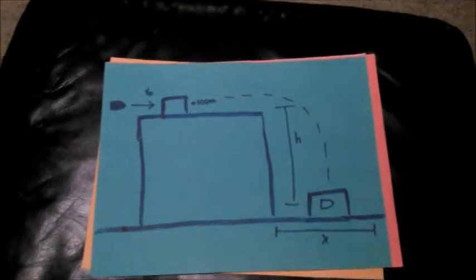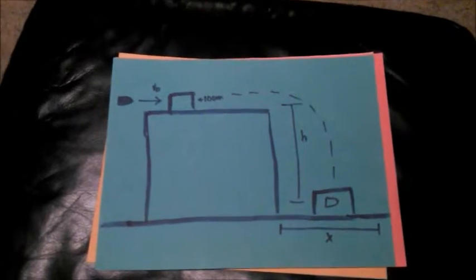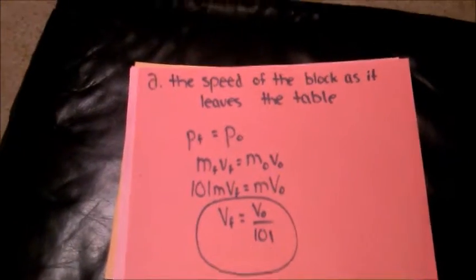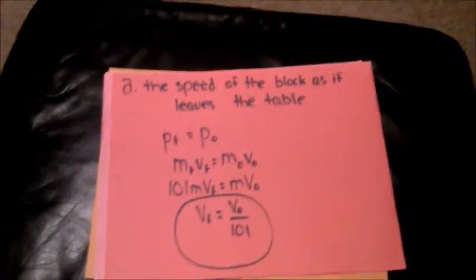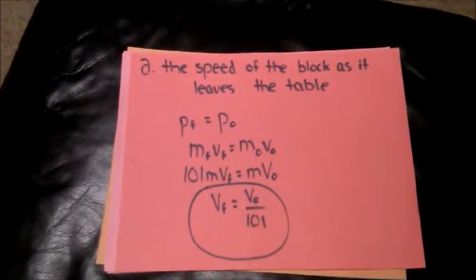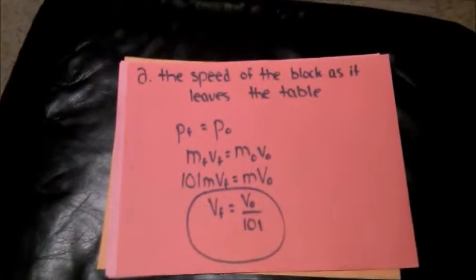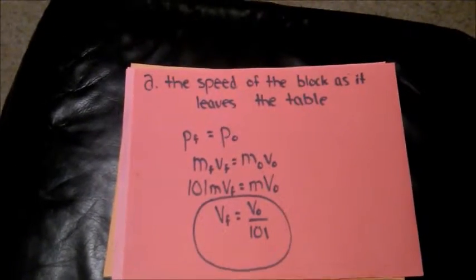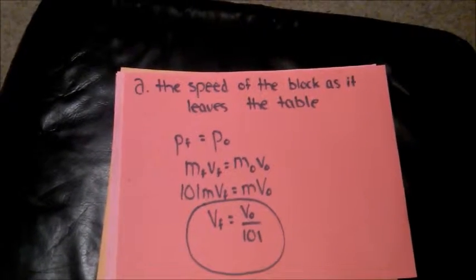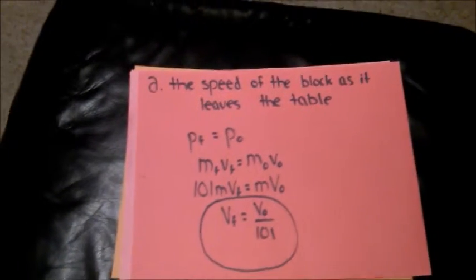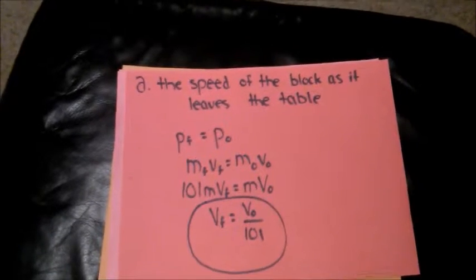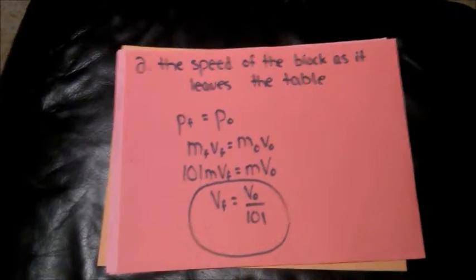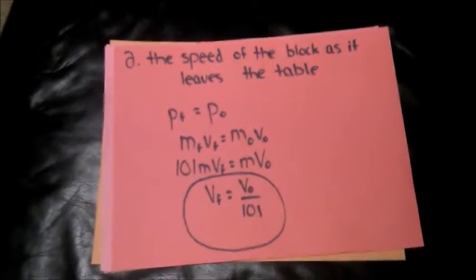Here is the diagram which represents the question before. Part A asks for the speed of the block as it leaves the table. Here you will use the conservation equation, final momentum equals initial momentum. You break them down into their two variables. What you have then is 101 m final velocity equals m initial velocity. Divide both sides by 101 m and you get final velocity equals v naught over 101, since the m's cancel out.